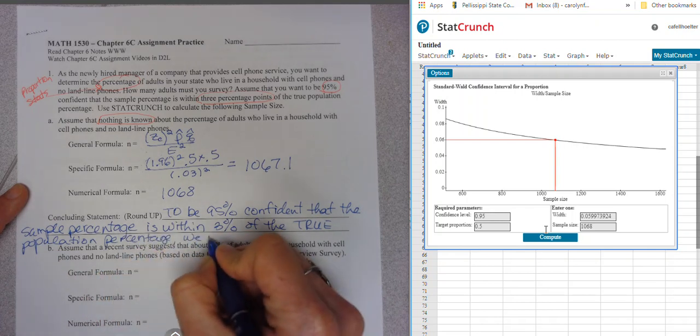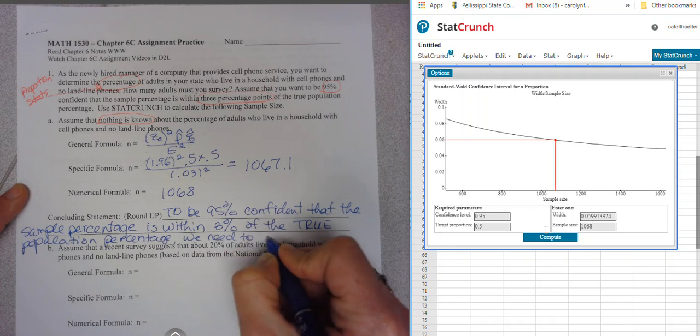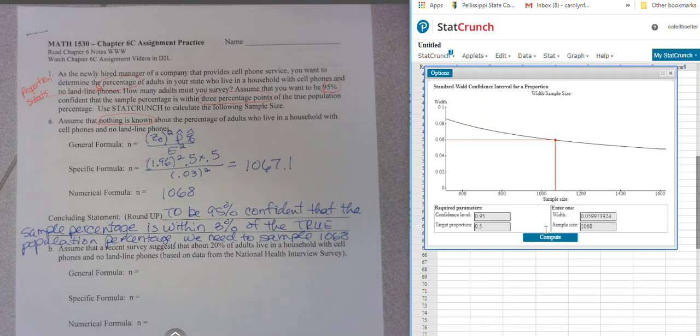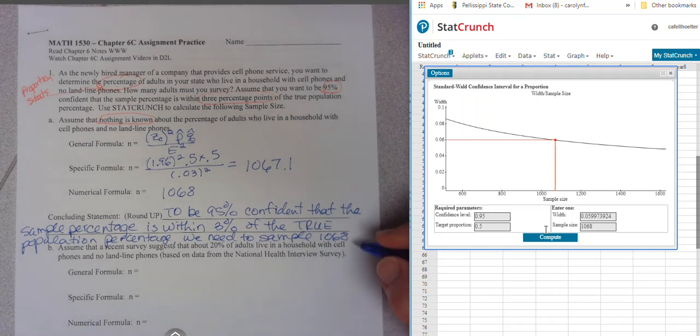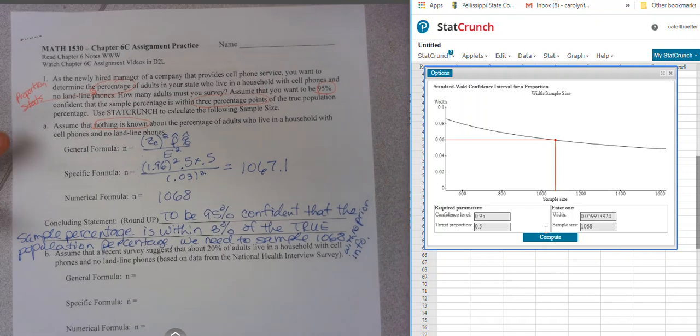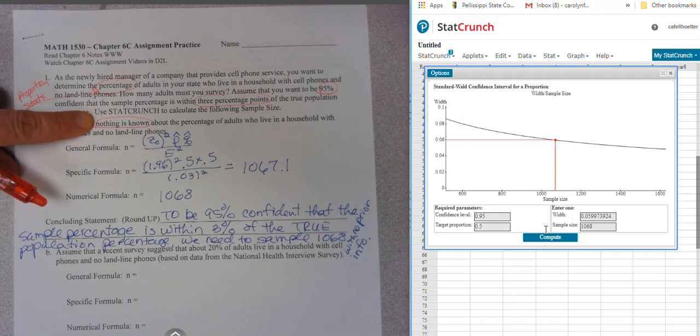We need to sample 1,068 households. Actually, we need to add one more statement to that. So we need to sample 1,068 households, we would say with no prior information. I'm trying to squeeze that in there because there was no information that we had to do this.